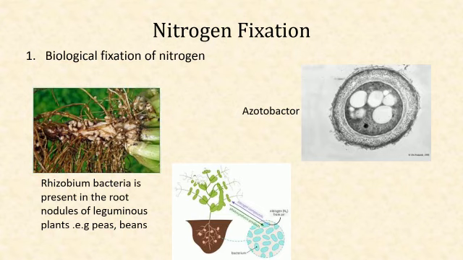Let us study biological fixation of nitrogen. Two different types of microorganisms can bring about biological fixation of nitrogen. Root nodules of leguminous plants contain the Rhizobium microorganism. These microorganisms absorb atmospheric nitrogen and convert it into nitrates, a compound. Microorganisms like Azotobacter are present in soil. They also convert atmospheric nitrogen into nitrates.